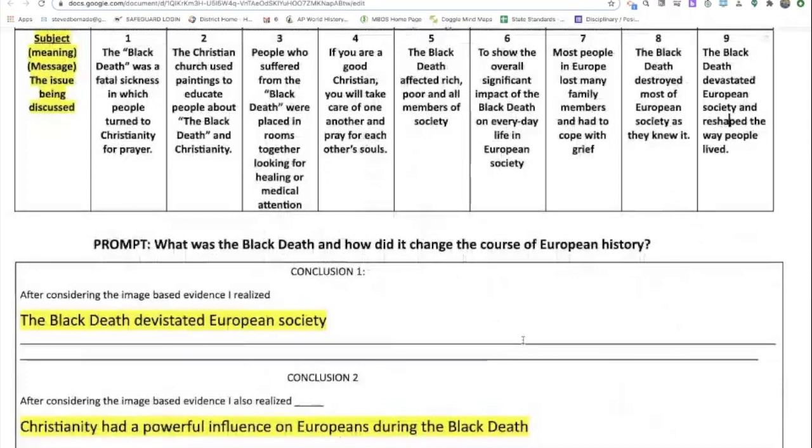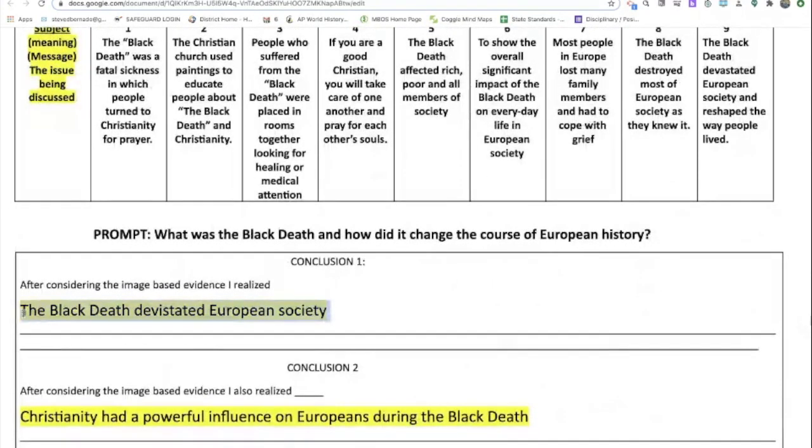Let's take a look at our two major conclusions. Copy these down. Conclusion one, the Black Death devastated European society. That's what I learned from my level 4 image analysis. And conclusion two, Christianity had a powerful influence on Europeans during the Black Death. I would say powerful influence on the lives of Europeans during the Black Death.